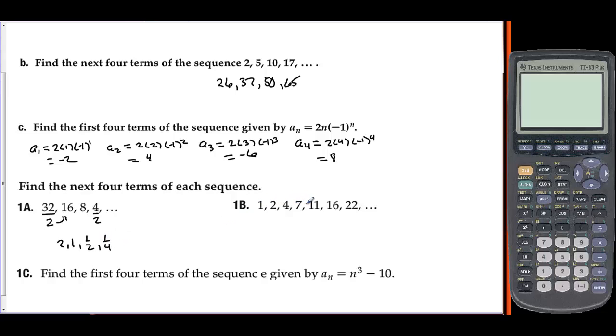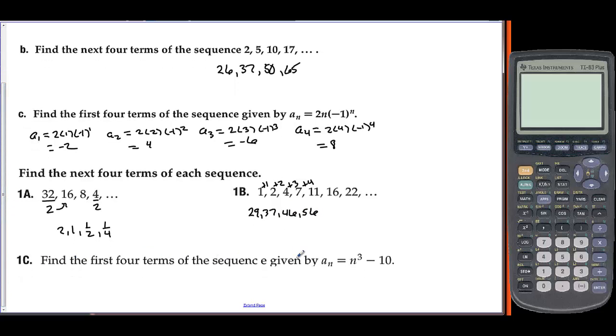With 1, 2, 4, 7, 11, keep on going. Looks like we're adding 1, and then adding 2, and then adding 3, and then adding 4. This would be plus 5, plus 6. So to add 7, we would get 29. 8 would be 37. 9 would be 46. And 10 would be 56.